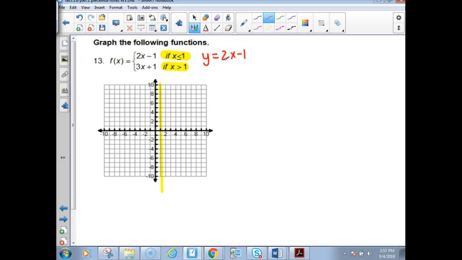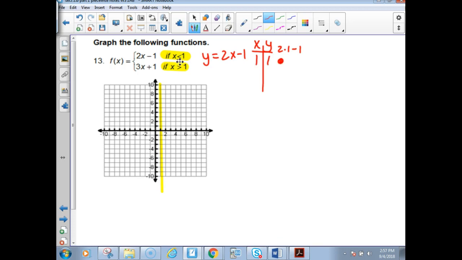So I'm going to look at the first one, and I'll make a little t-chart. And see the value that's right here with the inequality, that 1, you must plug that in to both of the equations. So I'm going to plug in 1. That'd be 2 times 1 minus 1, which is 2 minus 1, which is 1. 1, 1 is a point on the graph. Because it says x less than or equal to 1, I know that this point is inclusive on that graph, so it should be a solid dot at that point.